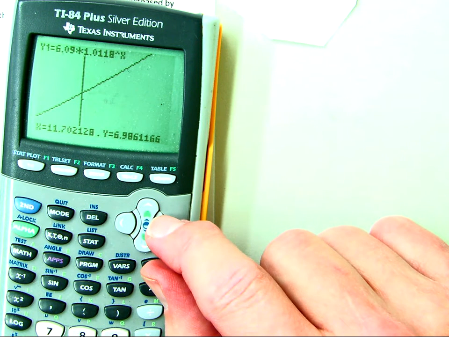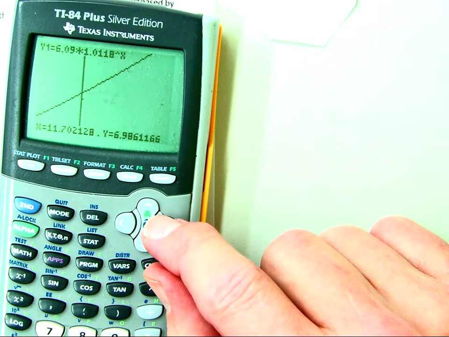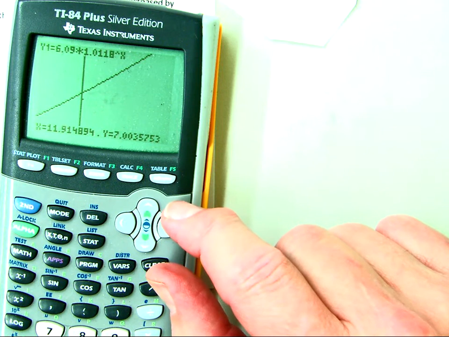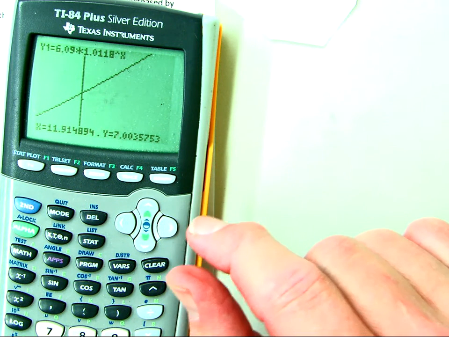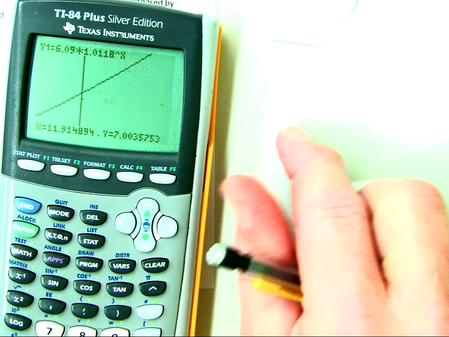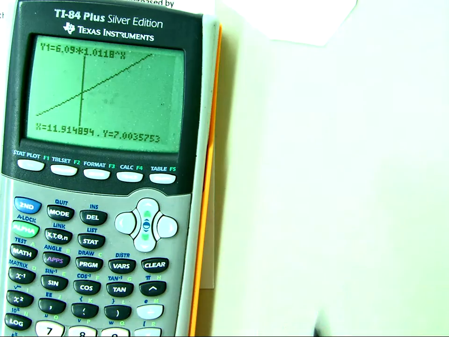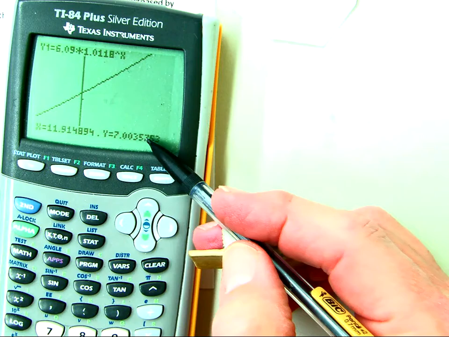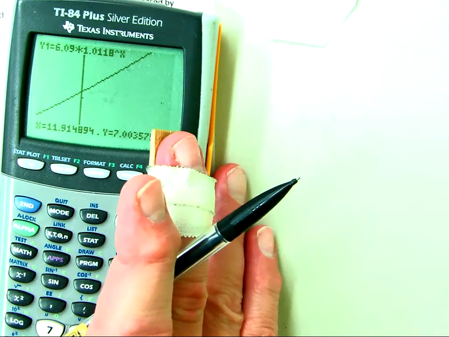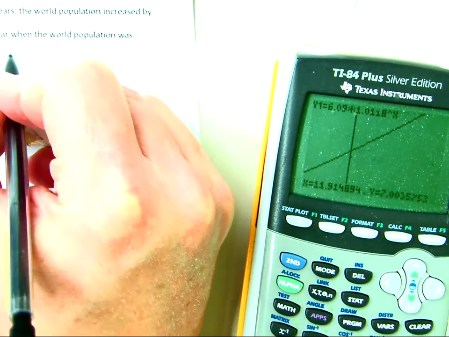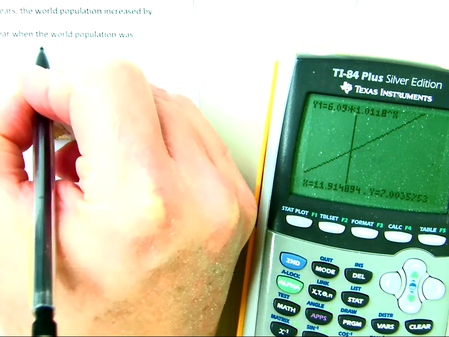So there I'm at 11.7, I'm at 6.986. At 11.9, I'm at 7.00357. So you could realistically use either one. I think the second one I saw closer, that was 11.9. So it's 11.9 years, or approximately 12 years.